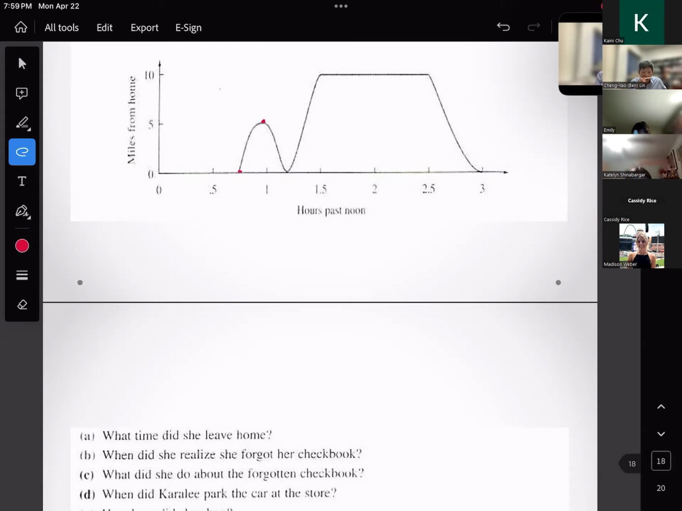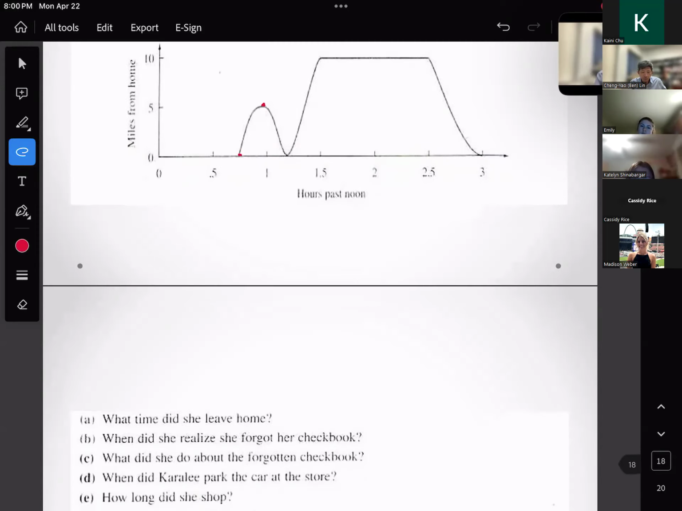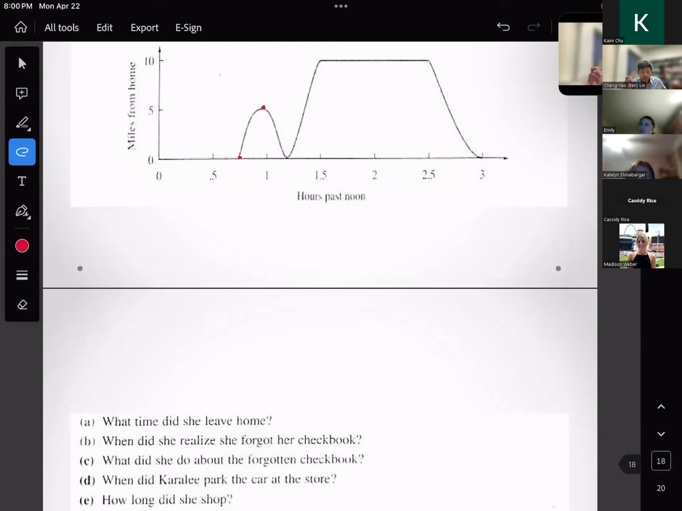And next, what did she do about the forgotten checkbook? Actually, she returned home, right? Yes. Next one. When did Carol park her car at the store? Is it at like 1:30? Yeah, 1:30 right here, right?